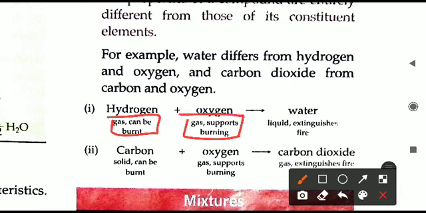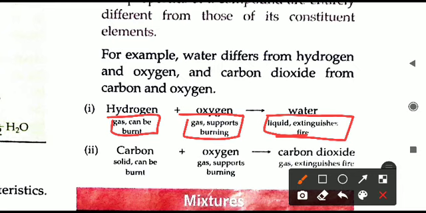Next, oxygen is another gas, it supports burning. Oxygen is very important for burning to take place. So both hydrogen and oxygen can be burned, they support burning. What about water now? Water is not a gas, it is a liquid. First of all, the state of matter changes: hydrogen gas, oxygen gas, but the product is liquid. Second, hydrogen can be burned, oxygen supports burning, but water does not support burning. On the opposite, it extinguishes fire, it stops the fire.